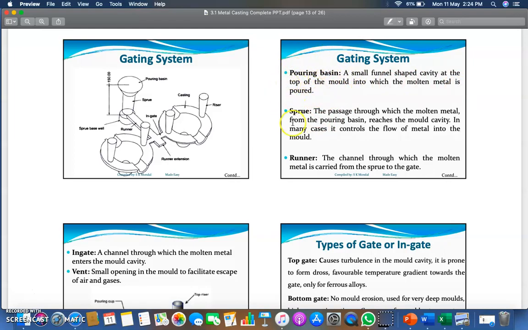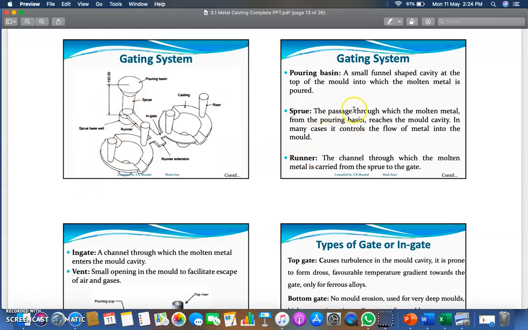Now it is directly connected with the sprue. The sprue is the passage through which molten metal from the pouring basin reaches the mold cavity. As you can see in the diagram, this is the pouring basin and this is the sprue. Sprue is only a passage. Sometimes it is similar to the shape of a V.